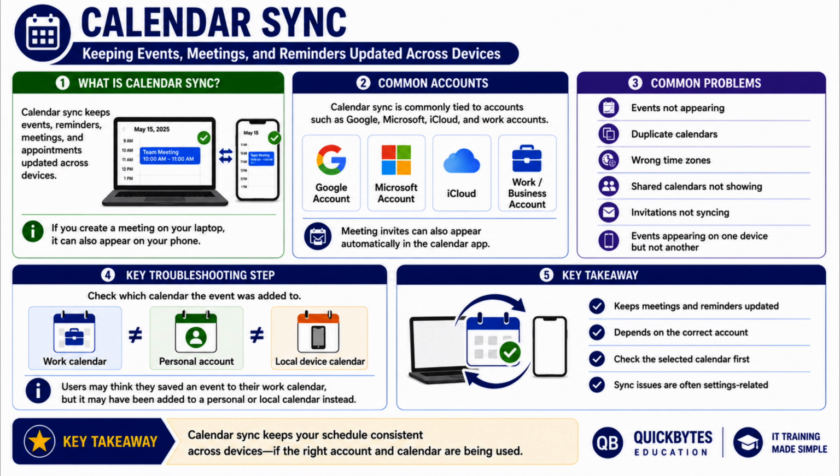A key troubleshooting step is checking which calendar the event was added to. Sometimes users think they added an event to their work calendar, but they actually added it to a local device calendar or a personal account.